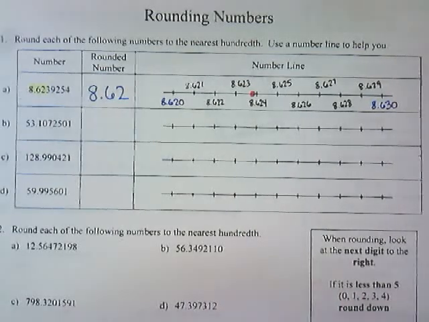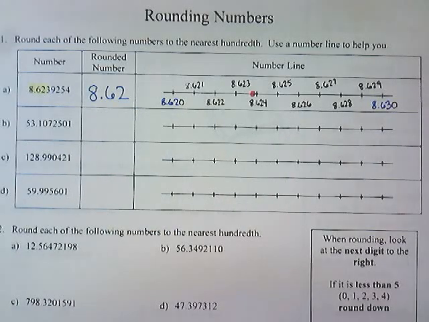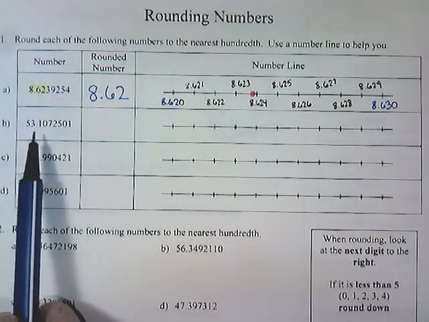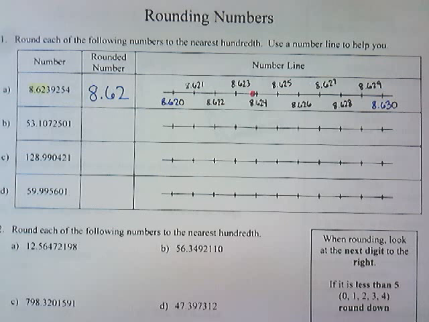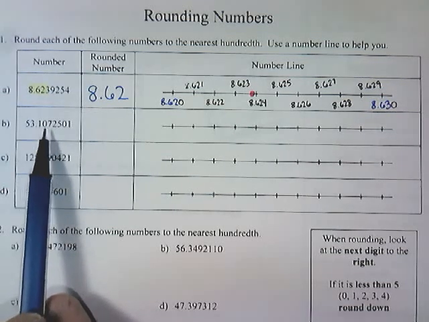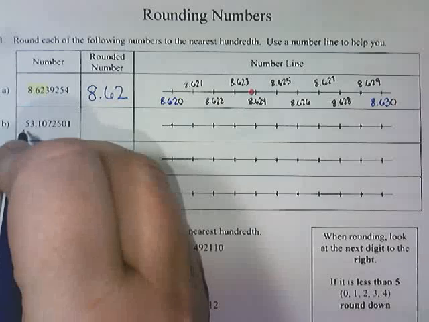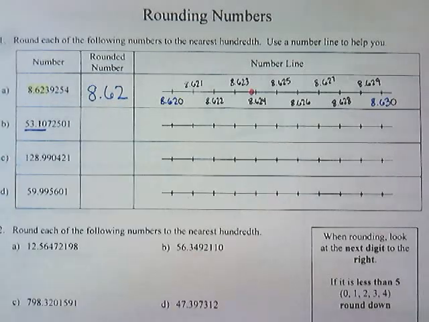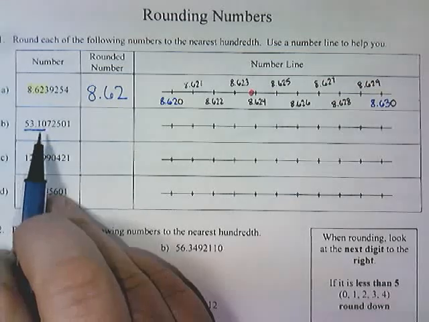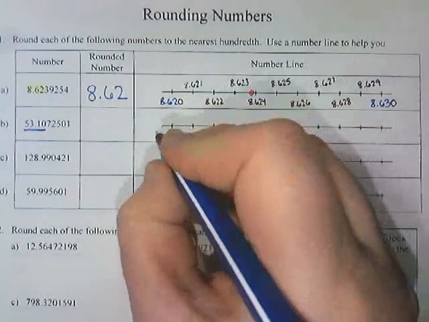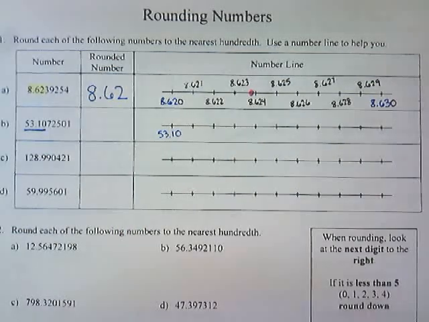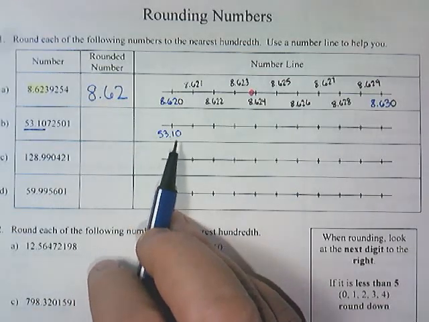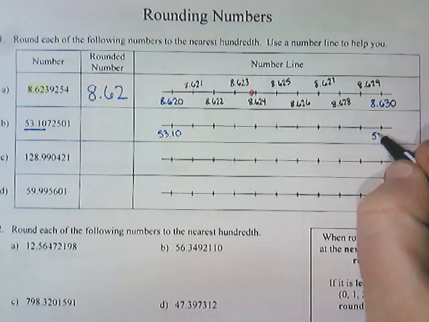We're going to try another one. I'm not going to mark on as many numbers. So this one is 53.1072501. I would like to round it to the nearest hundredth, which means we're doing two numbers after that decimal point. So that would be 53.10. So if I'm doing this on the number line, on the far end here, I'm going to write 53.10. Now, if I were to round that up, what's the next number up? Well, that would be 53.11. So that's what I'm going to write on this end here.